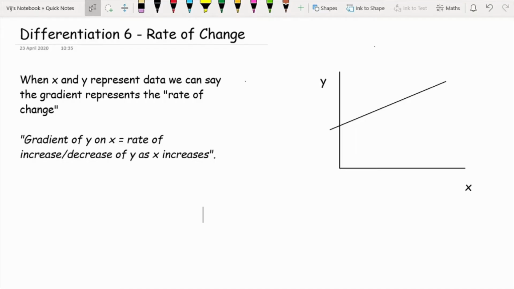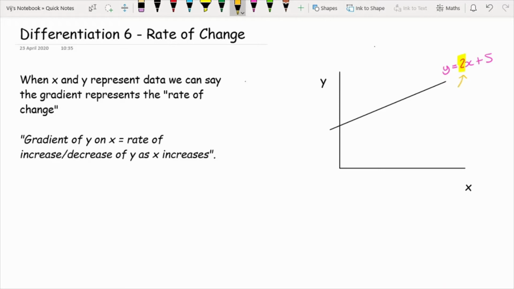So looking at rate of change, when we have a graph of y on x, which is typically what we've had in the past, we can say that the gradient represents the rate of change. So the gradient of y on x is the rate of increase or decrease of y as x increases. For example, let's say this equation has a gradient of 2x plus 5. Now we can see straight away, without having to do dy/dx, that using our knowledge of y equals mx plus c, the 2 represents the gradient.